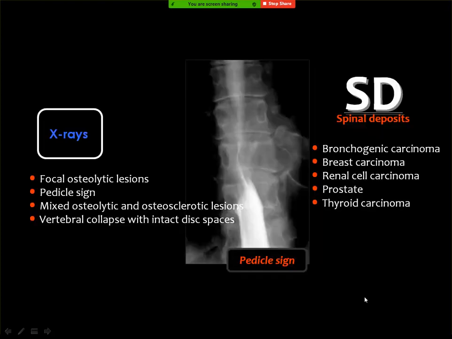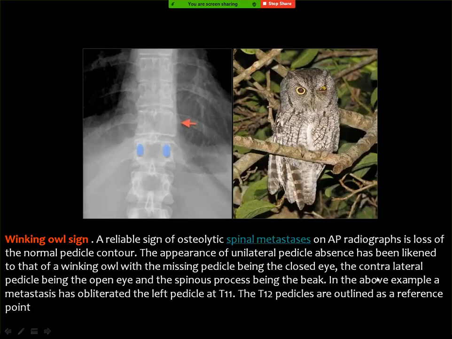Then in the previous days before CT and MRI, we used to diagnose metastasis by this sign, which is known as the pedicle sign. And you see the pedicle of the vertebra and the opposite pedicle. But here you see the right pedicle, but you don't see the left pedicle. And this was one of the signs of metastasis by plain X-ray.